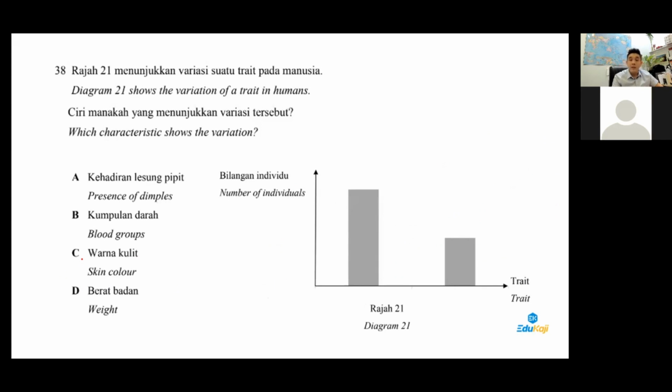38, obviously, this is discontinuous variation. Only two forms. Cannot be blood group. Skin color is continuous. Same goes to weight. So whether you have a dimple or not, lesung pipit, whether you have it or not.